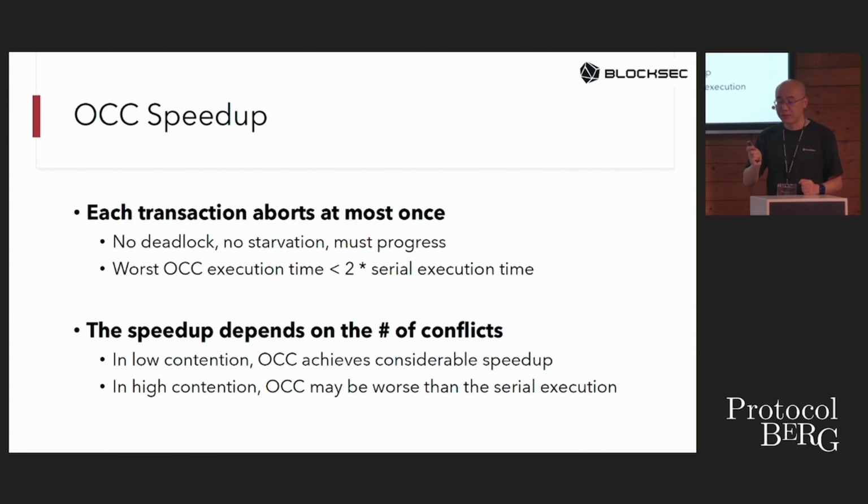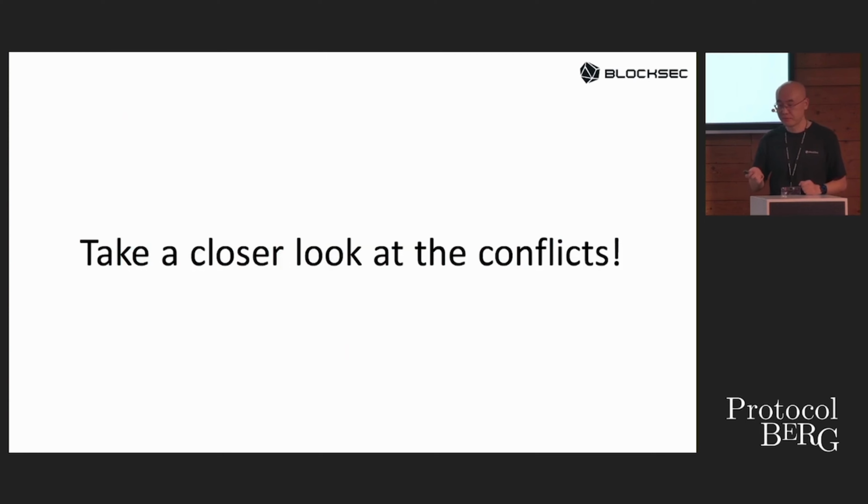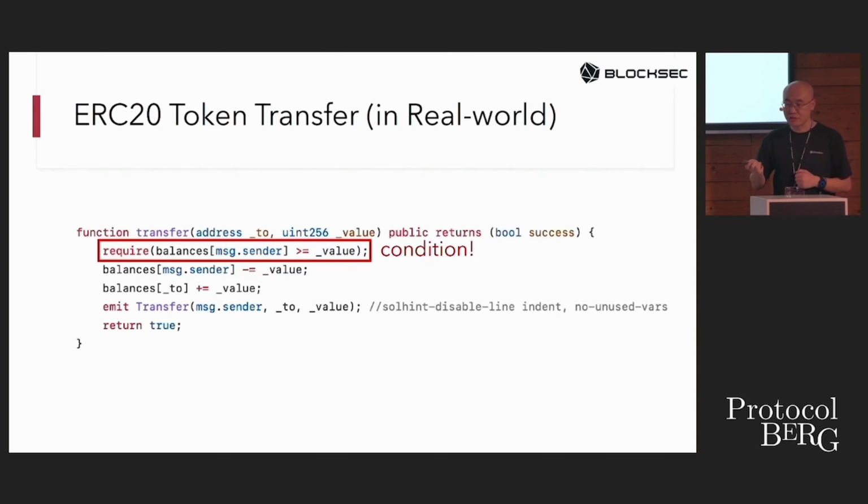So the speedup depends on the number of conflicts during these transactions. We can take a closer look at the conflicts in actual smart contract execution. Let me use a real example, the ERC20 token smart contract. In an ERC20 token transfer, we usually check the balance of the msg.sender to ensure the msg.sender has enough balance to transfer the token.